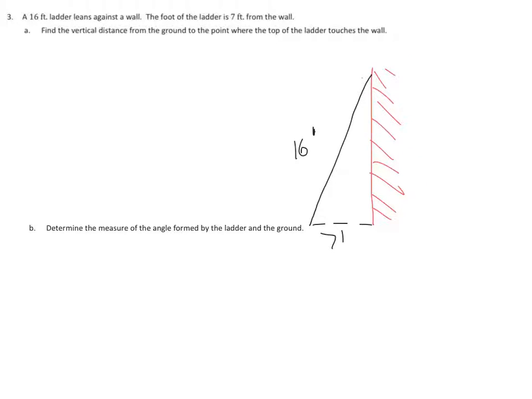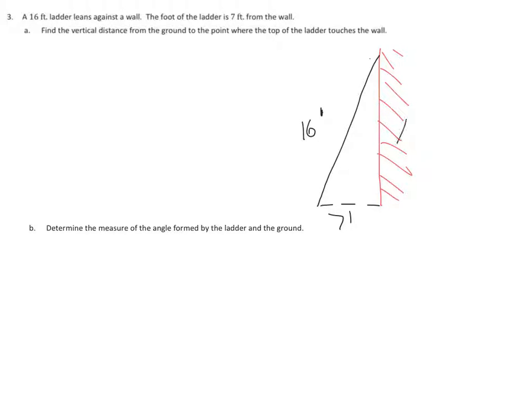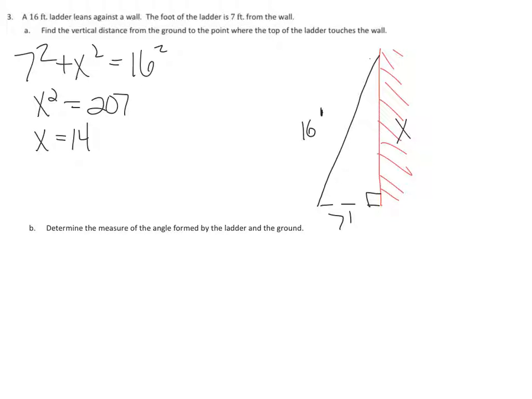So we need this value right here. I'm going to go ahead and use Pythagorean theorem. 7 squared plus x squared equals 16 squared. And that gives me 14.4 feet. All right, so the ladder is about 14.4 feet from the ground.